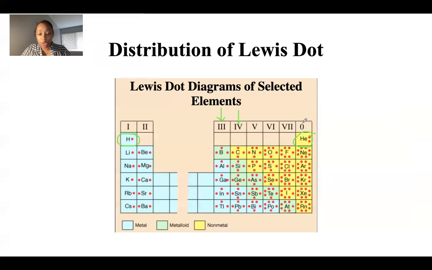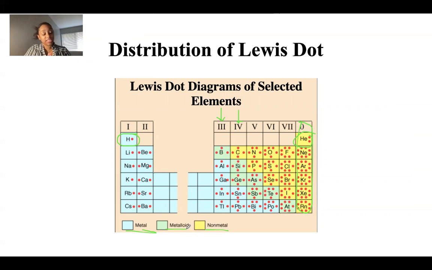And if you also notice on the very right side, on the zero group, these noble gases are already within their octet, right? Okay. And another thing that's important as well, when we transition to naming compounds and understanding how we name different compounds, whether they're ionic or molecular, we have to be able to differentiate between where the metals are, where the non-metals are, and where the metalloids are in the periodic table.